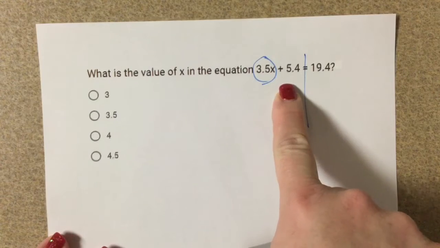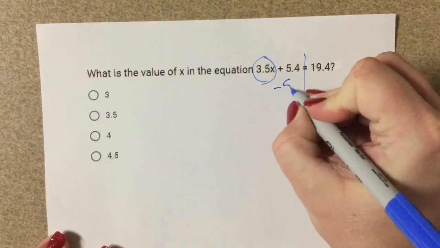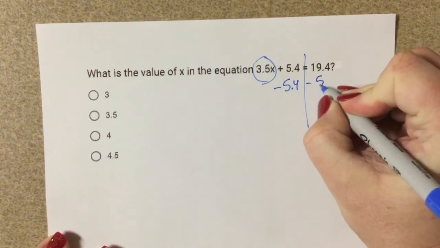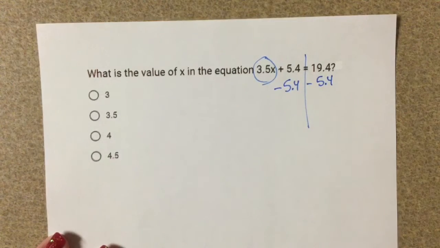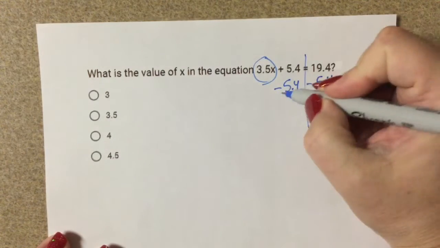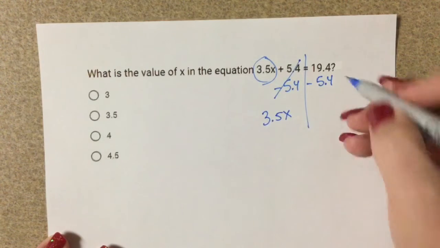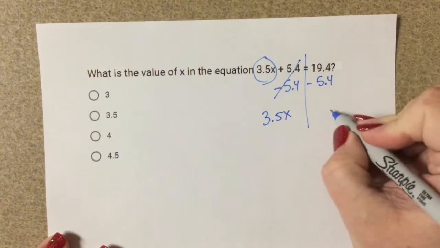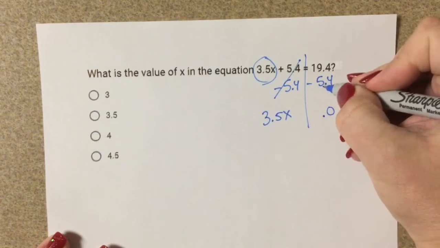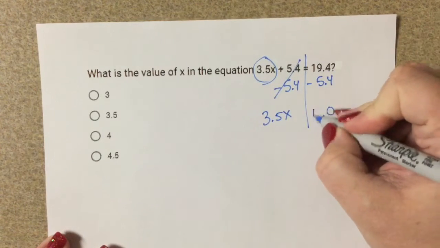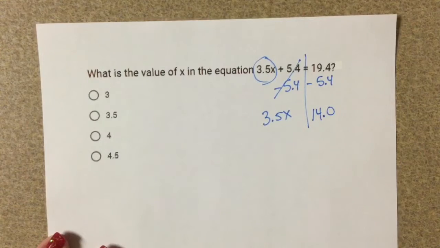And the way I'm going to do that is to subtract it. What I do to one side, I do to the other side, and that keeps my equation balanced. So I'm going to subtract that away and get 0. And then I have my 3.5x, and 4 from 4 is 0. And I got my decimal, and 5 from 19 is 14.